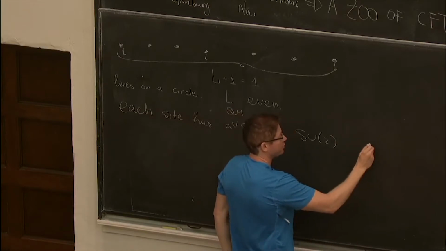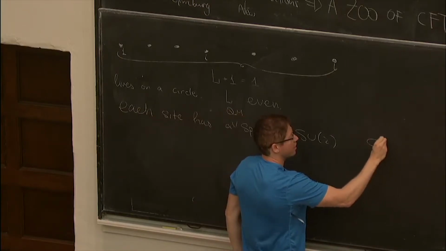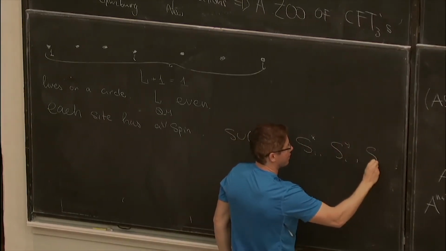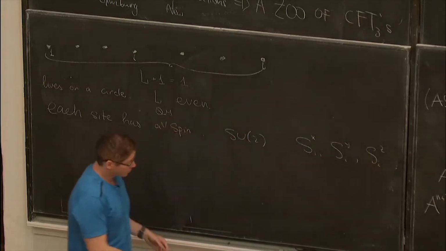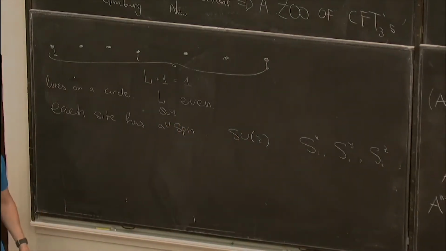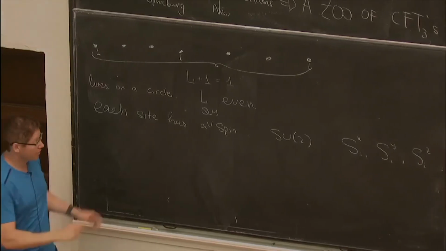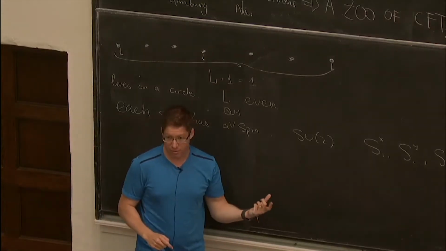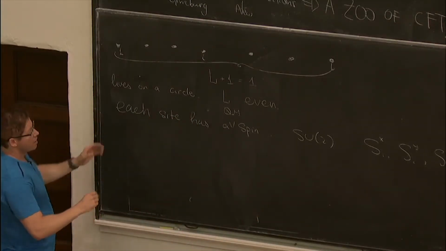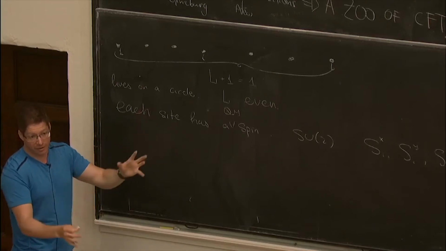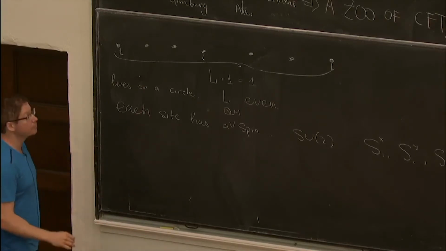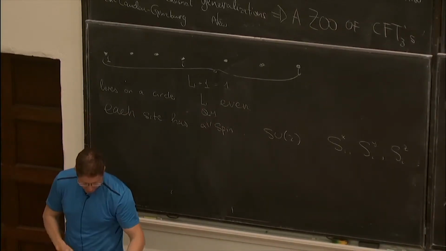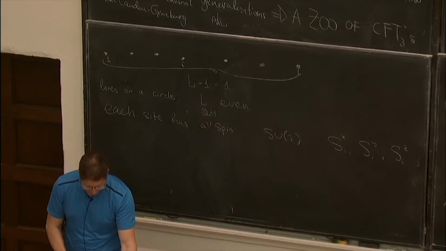So the operators at each site are S_i^X, S_i^Y, and S_i^Z, where X, Y, Z are the three generators of SU2. They satisfy the standard SU2 algebra side by side. And you need to pick a representation of SU2. That will determine the size of the Hilbert space and the actual Hamiltonian that we need to diagonalize. But we'll make this choice later. You'll see that there are some crucial differences between some representations, very surprisingly.